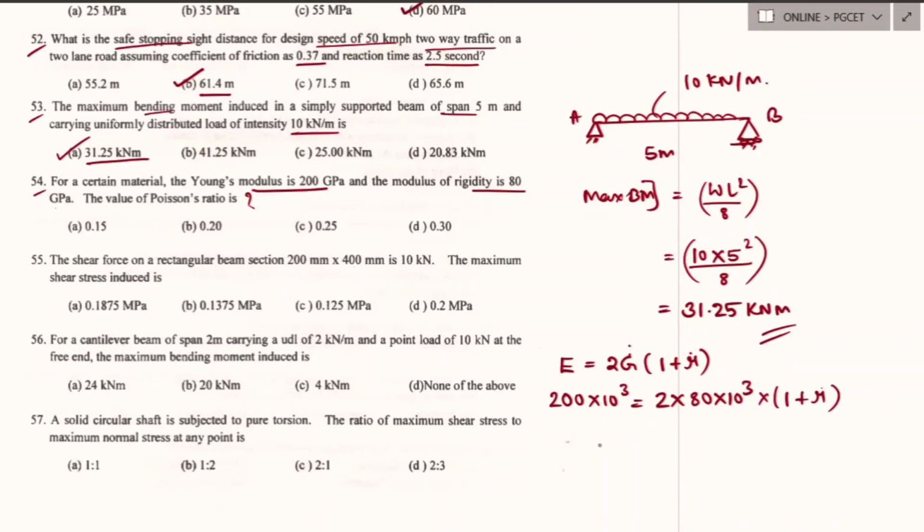By solving this, 200 into 10 to the power of 3 divided by 2 into 80 into 10 to the power of 3, you will get 1.25 is equal to 1 plus mu. Therefore, mu is equal to 1.25 minus 1. So, Poisson ratio will be 0.25. Option C is the right answer, 0.25.